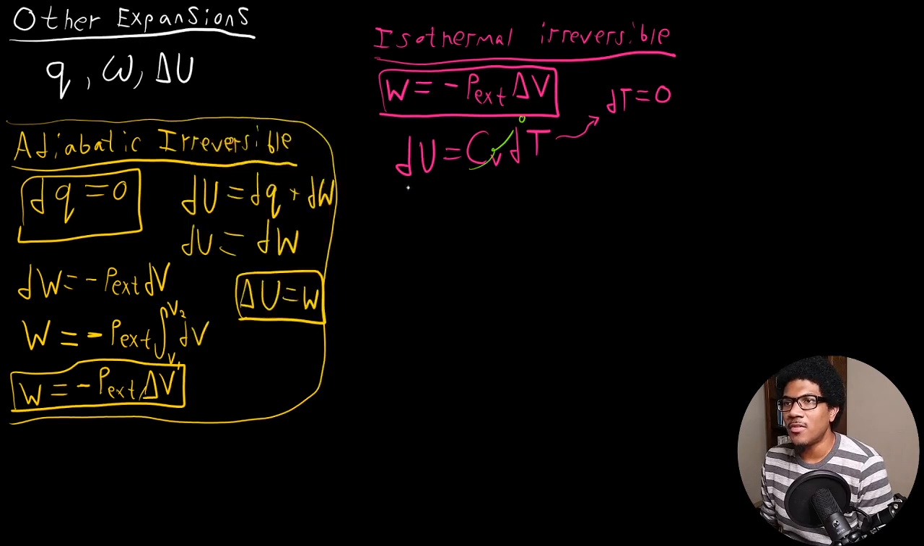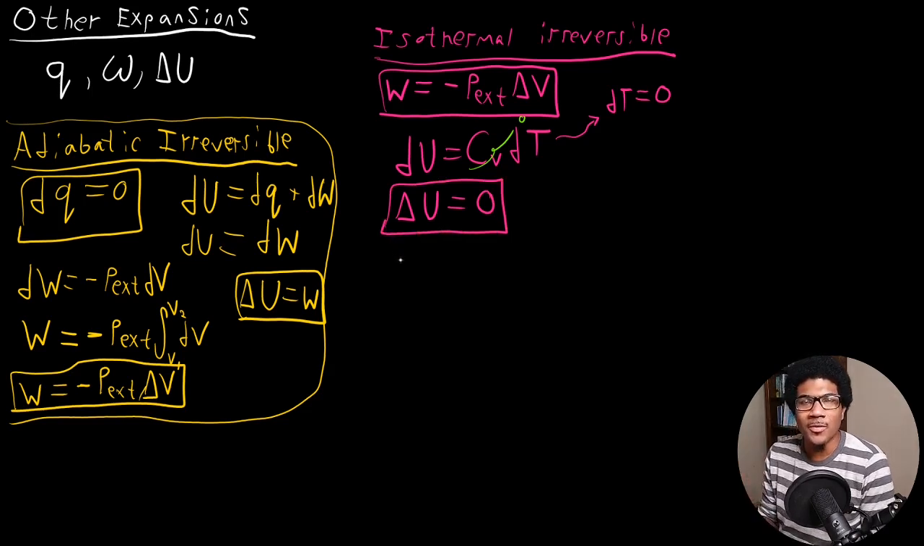So that means dU is just going to be equal to 0, which means that delta U, our total change in internal energy, is just going to be equal to 0, right? Because we've seen that in the case of an ideal gas, its internal energy is completely dependent on a temperature change. If there is no temperature change, then we have no change in internal energy.